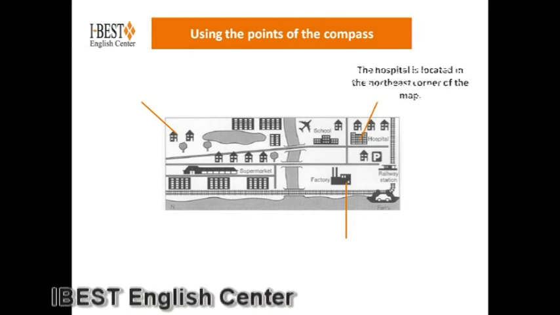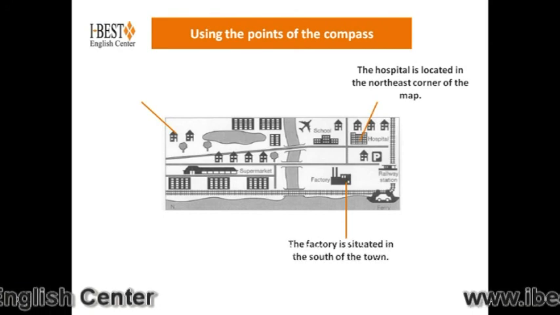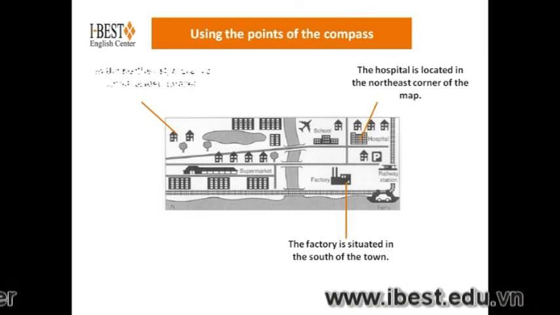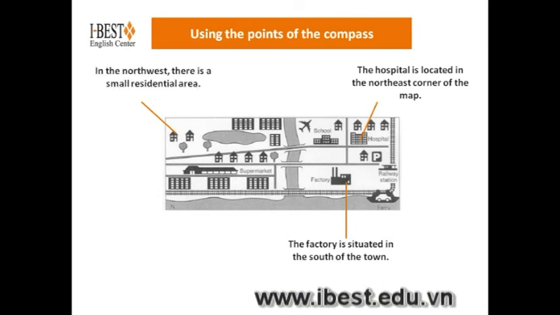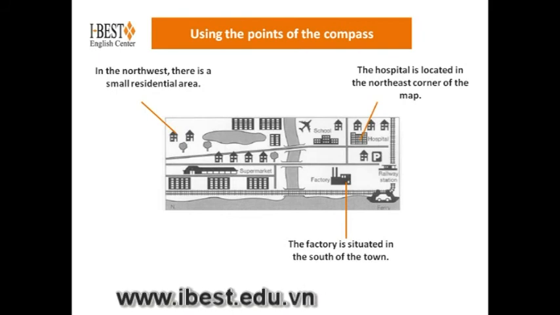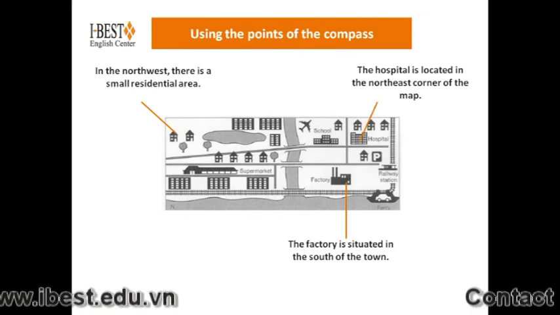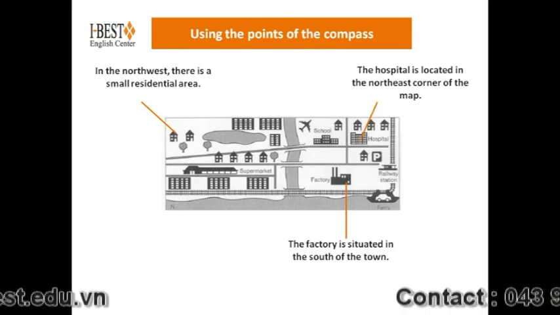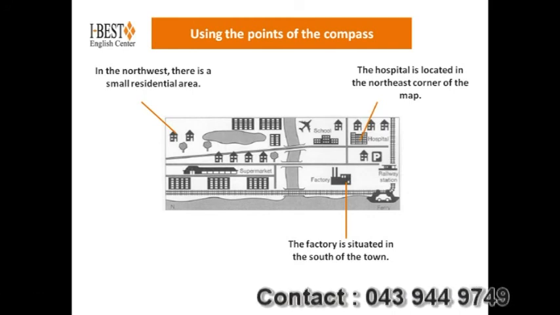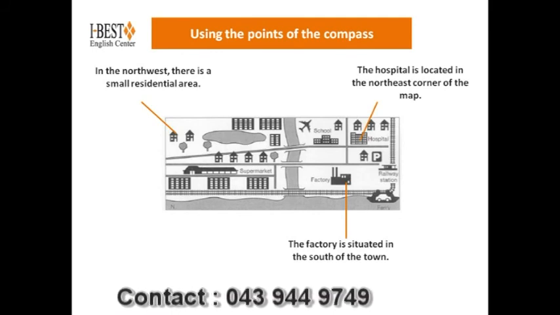The hospital is located in the northeast corner of the map. The factory is situated in the south of the town. In the northwest, there is a small residential area. You can see that a similar sentence structure is used for the first two examples. But in the third example, we start with the compass point. You can also see that is located and is situated is the passive voice.